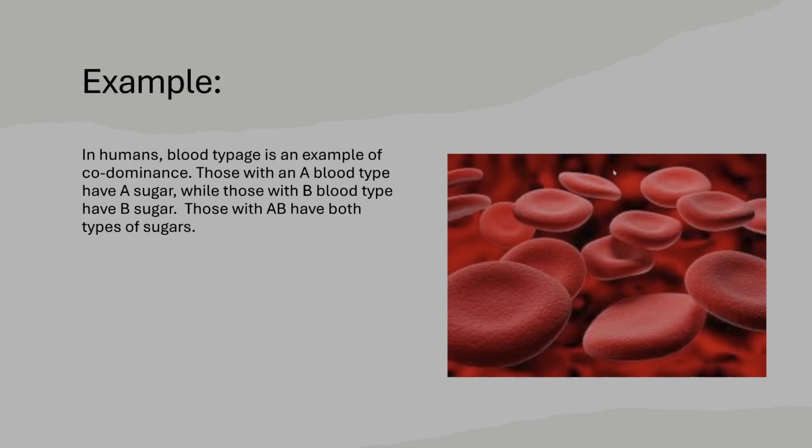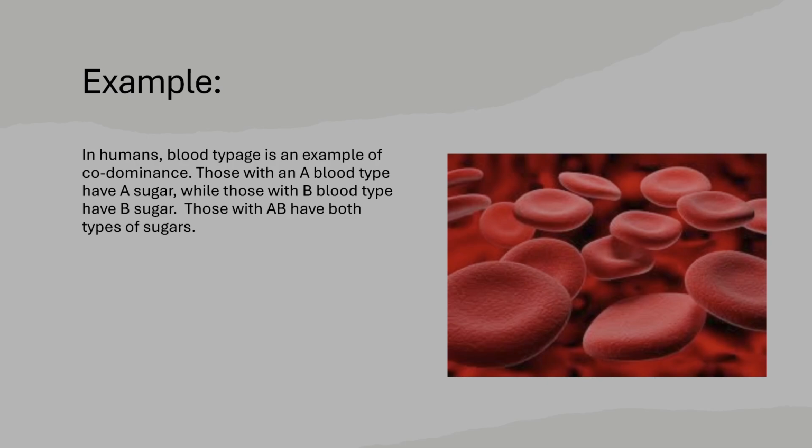Another really good example is with blood typage. So in humans, we have A type, B type, AB, O, all the negatives, all that. I'm just going to focus in on A, B, and AB. So if you have A type blood, you have the A sugar. If you have B type blood, you have the B sugar. And those with AB type blood have both types of sugar.